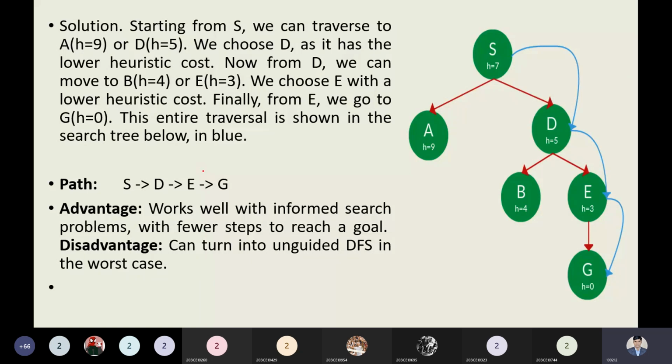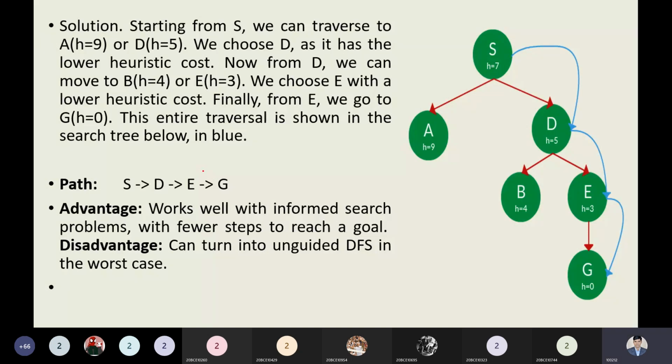So what is the advantage? It works well with informed search because the information given is the heuristic value. Here cost is not mentioned. Here heuristic cost is mentioned by the heuristic function. There are few steps to reach the goal, so this is a good advantage. And the disadvantage is that it can turn into an unguided DFS in the worst case. Yes, this is also possible, but this is a drawback.